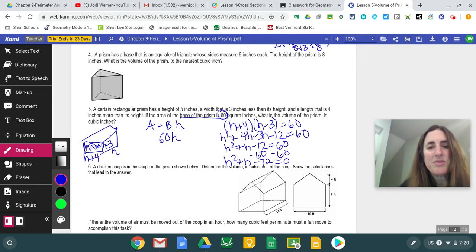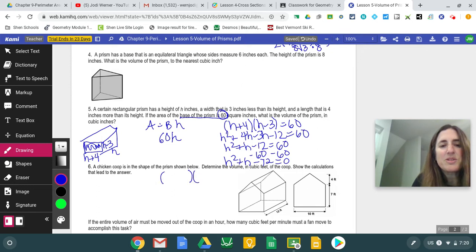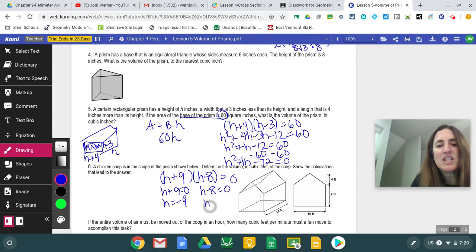And I'm going to have to factor. I'm going to go down here into the chicken coop problem because, again, you can see the full version of that on your PDF of your notes. So I'm going to factor. I have to multiply to 72, but make a 1 in the middle. 9 times 8 is 72. So that means h plus 9 is 0, or h is negative 9. And h minus 8 is 0, so h is 8.